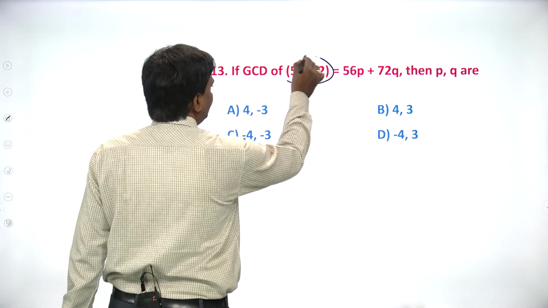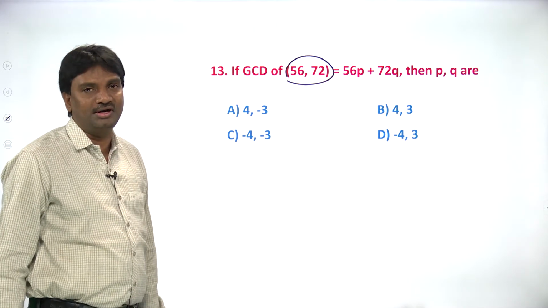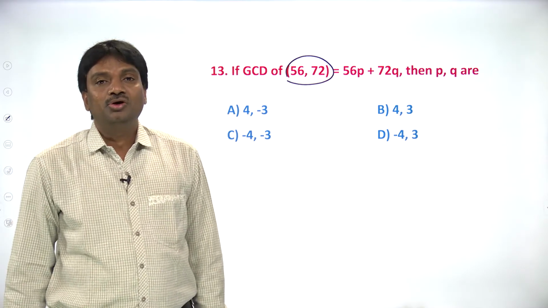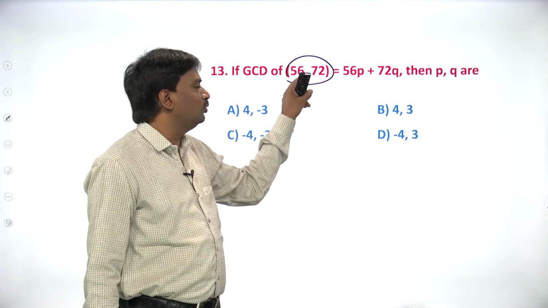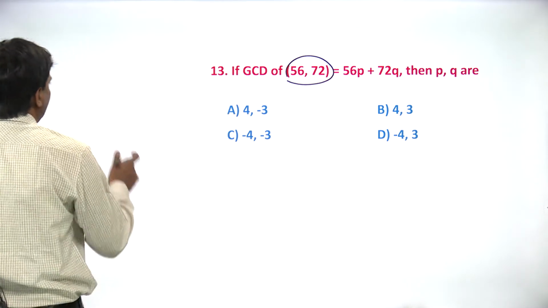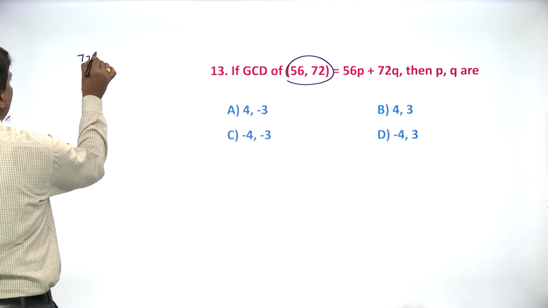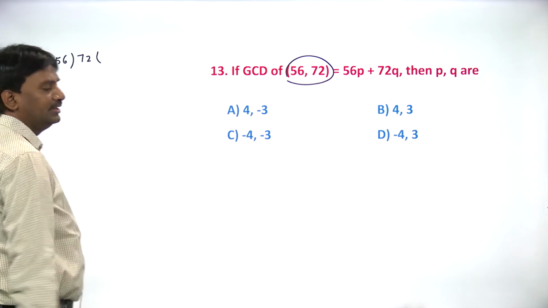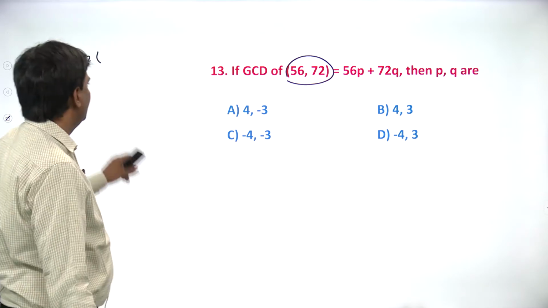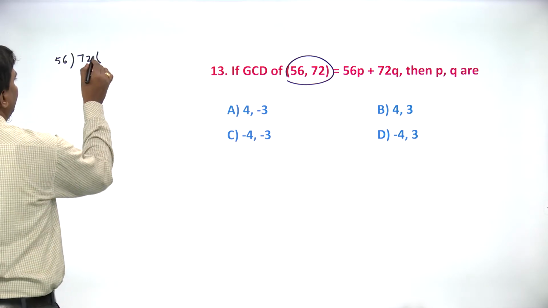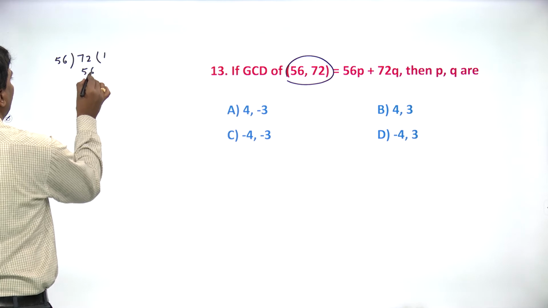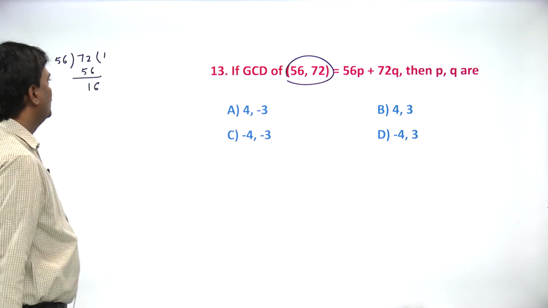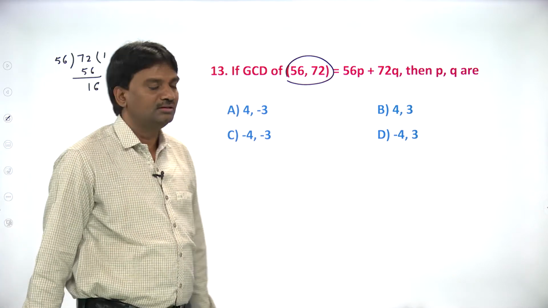Now we have to find the GCD of 56 comma 72. To find it, we have to divide the greatest number 72 by the smallest number 56. Now, by dividing 72 by 56, what do we get? 56 into 1 is 56, 72 minus 56 is 16. So the remainder is 16.